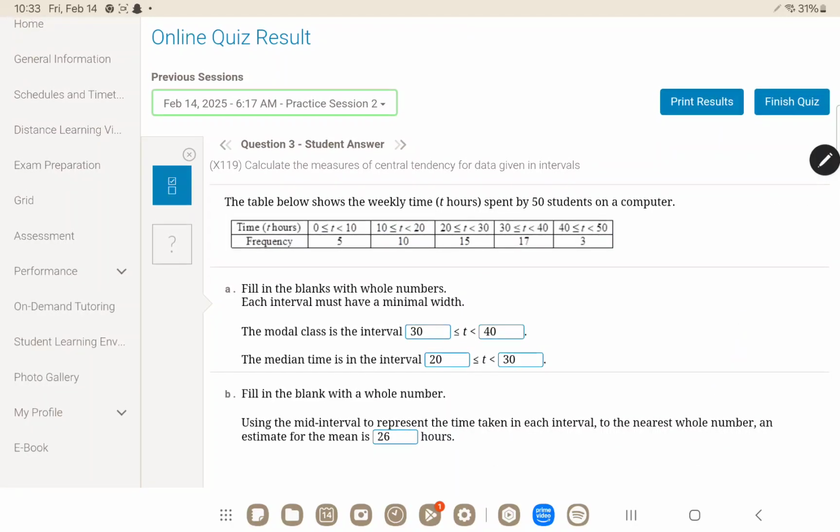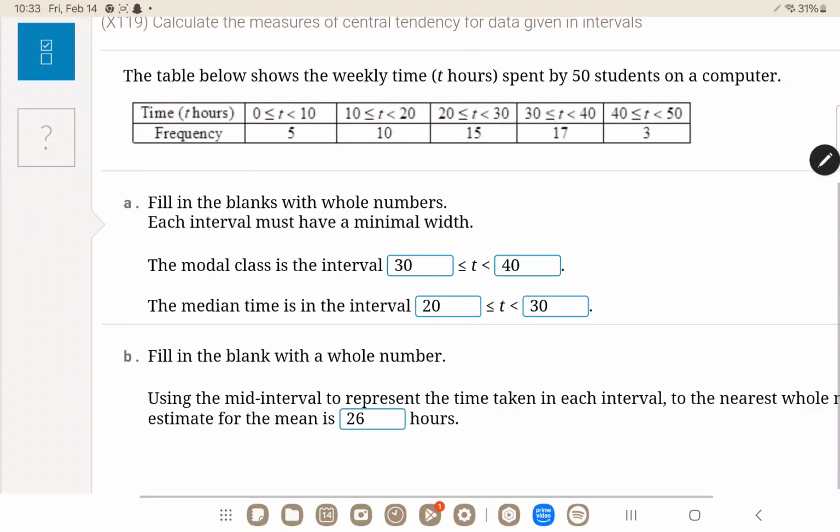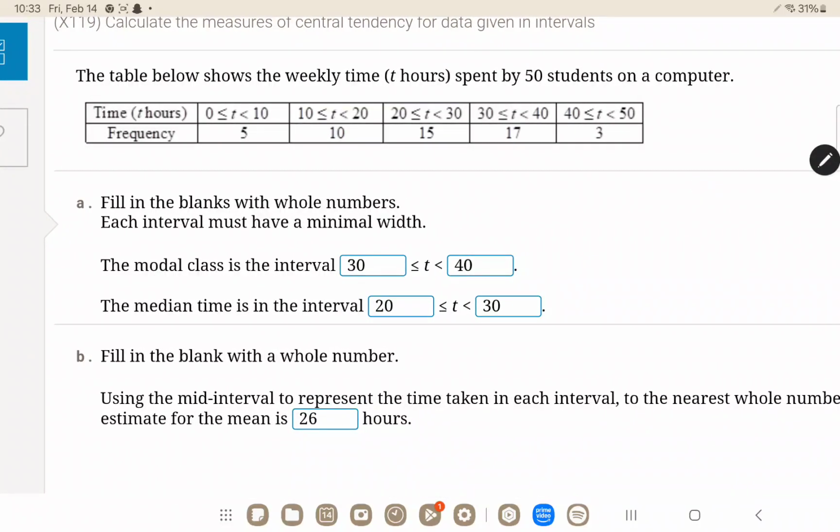Okay, so again, this is about modal class intervals. Now they're telling us the modal class is the interval. Again, modal means most common, the one that shows up the most. You have to look at all these numbers. 17 is the biggest. It's between 30 and 40.